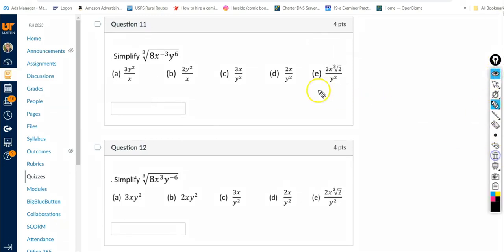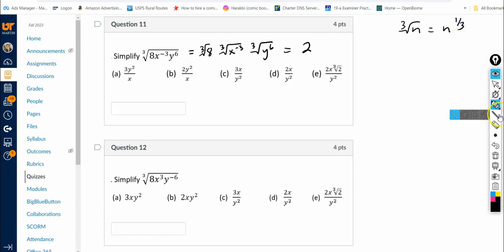All right, let's see if we can simplify this. I can write that as the cubed root of 8 times the cubed root of x to the negative third times the cubed root of y to the 6th. Well, the cubed root of 8 is the number 2. And at any stage, you can rewrite a cubed root as a 1/3 power. So I might do that now with the rest of it.